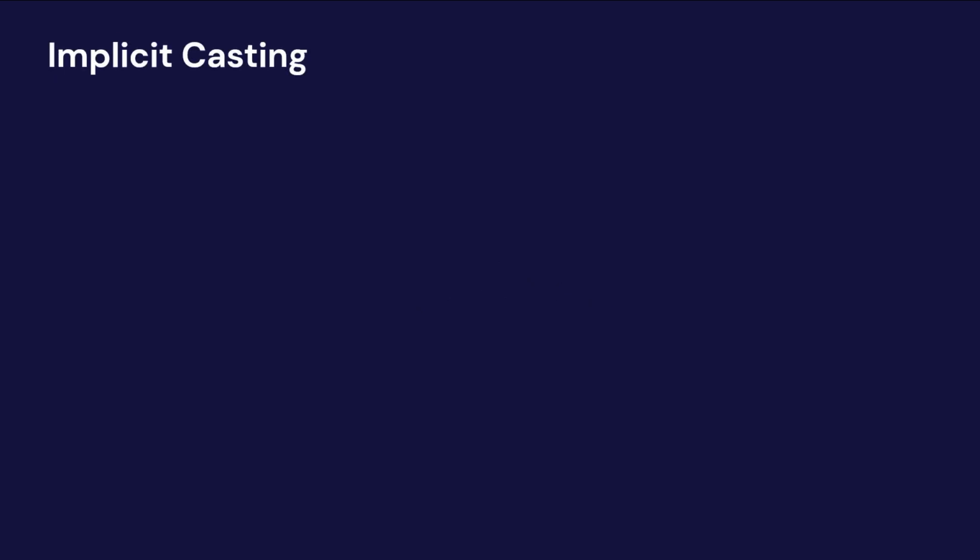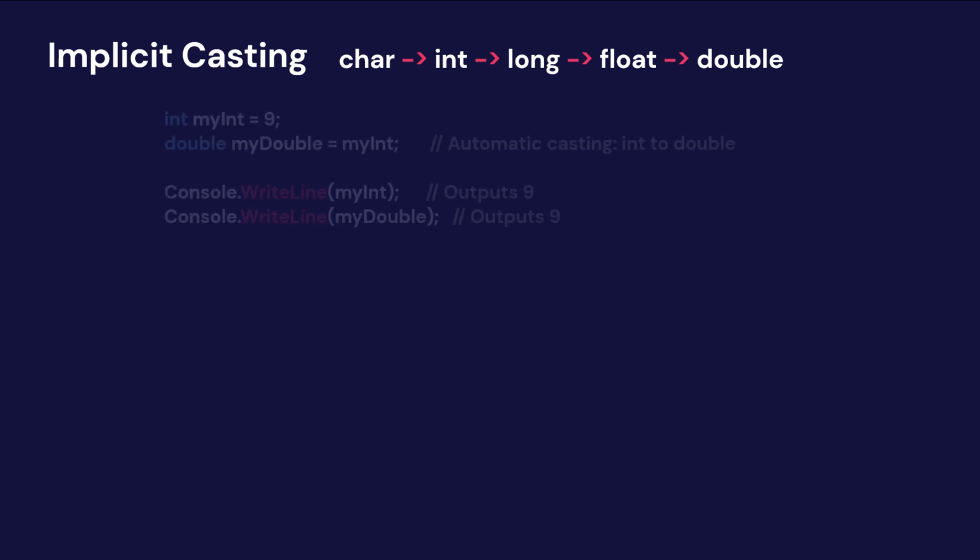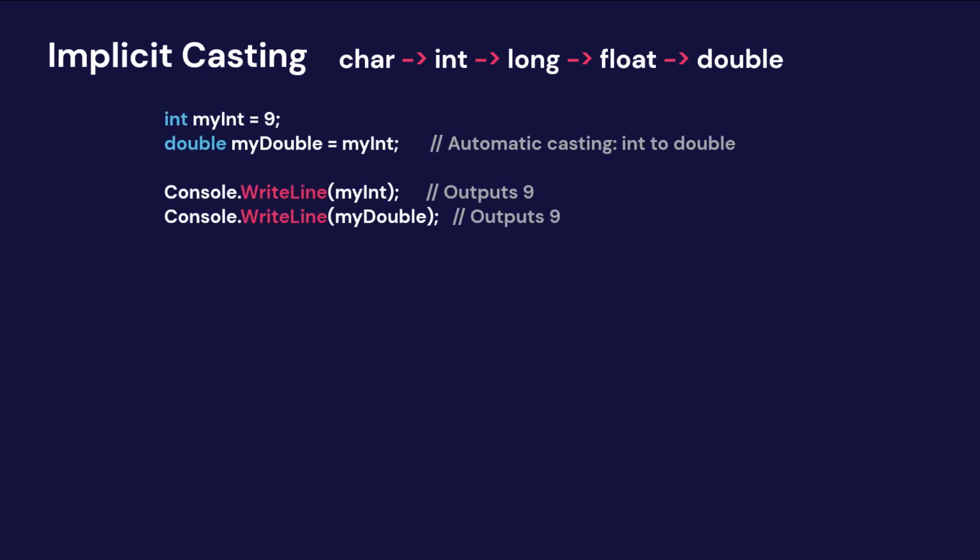Implicit casting is done automatically when passing a smaller size type to a larger size type. In this example we are doing automatic casting, int to double.